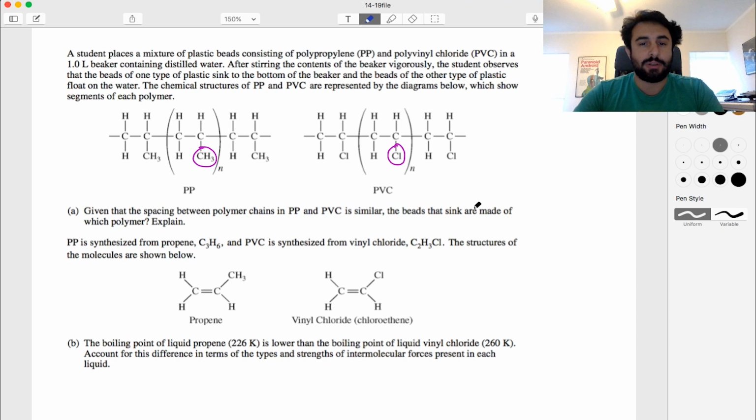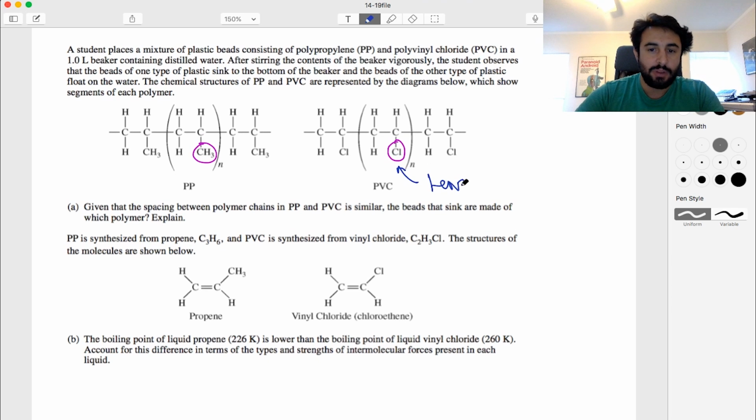So what is it that determines whether something sinks or floats in water? That would be density, and density is mass per unit volume. So given that the spacing is similar, the reason they're saying that spacing is similar is that we're not going to really look at volume, right? Structurally, they're very similar, but they differ in mass, right? This is heavier. Chlorine is heavier than a methyl group, right? Chlorine is quite a bit more. The methyl is only 15, right? So this is quite a bit heavier. So that makes the polymer much heavier overall.